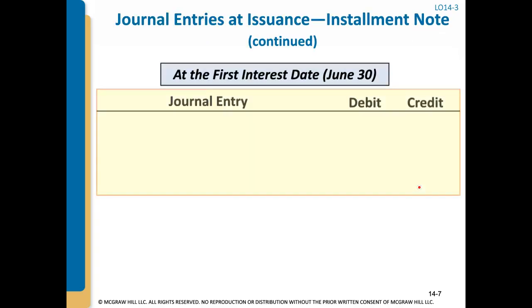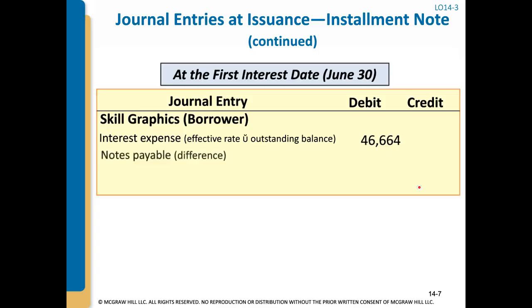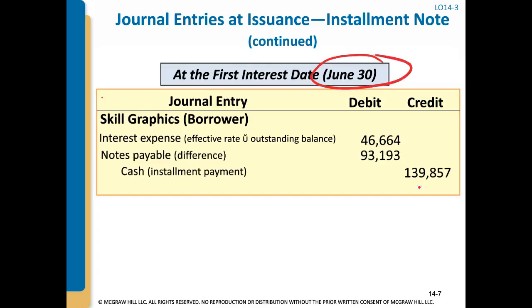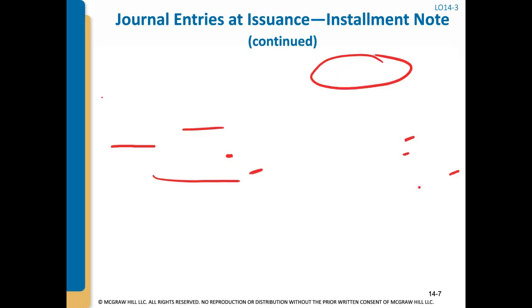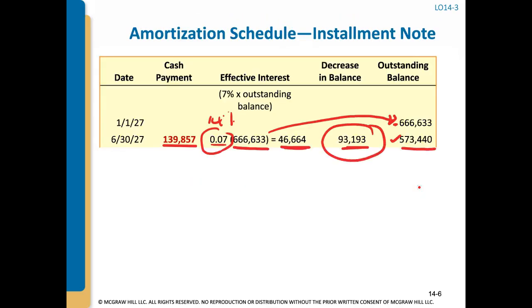Let's look at the journal entries for that first payment on June 30th. The borrower, that's us, debits interest expense for $46,664. The cash payment, which is the installment payment, is a credit for $139,857, and the difference is we debit our notes payable by $93,193, which comes from right here.